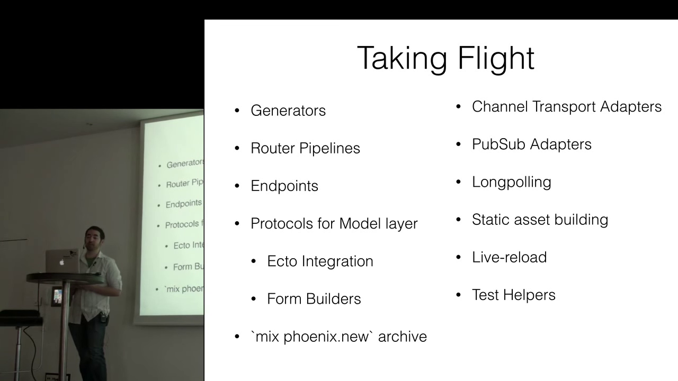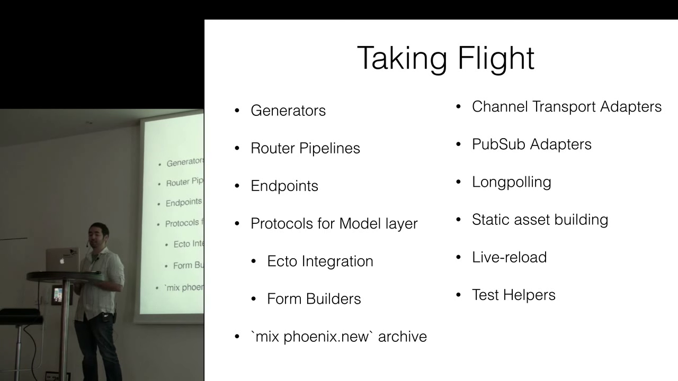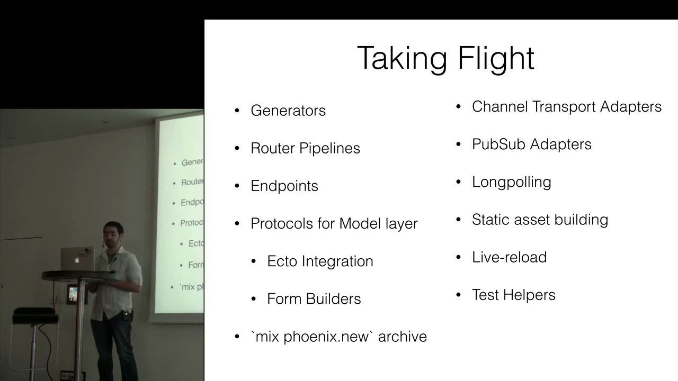We have generators for getting started quickly. We have this nice concept of router pipelines to group your middleware, a nice separation of concerns. We have this concept of endpoints. So I'll talk a lot about how I designed this monolithic system, and then Jose came in and said, all these things are global, we need to make them not global. So I'll talk about how endpoints came out of that and things I've learned coming into the OTP mindset. We added a nice protocol layer for modeling.